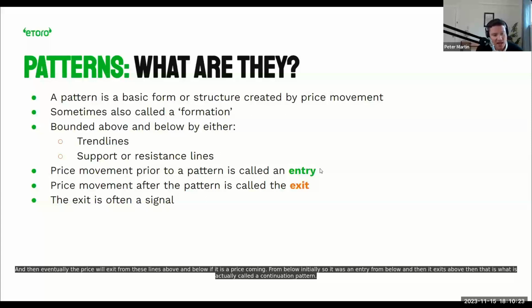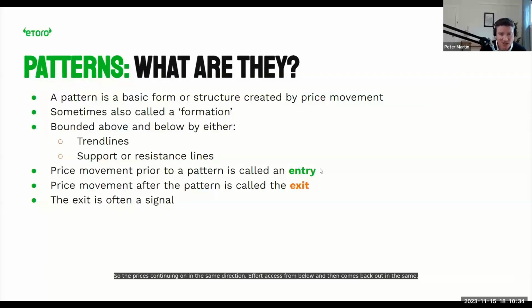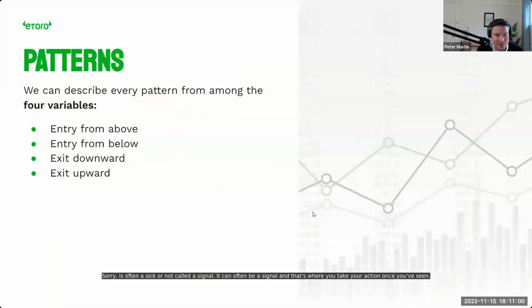If it was an entry from below and then it exits above, then that is what is called a continuation pattern. So the price is continuing on in the same direction. If it came in from below, it was a rising price, and it exits downwards, then that would be what's called a reversal. And that exit is often a signal. It can often be a signal, and that's where you take your action, once you've seen the exit, which is where the pattern completes.